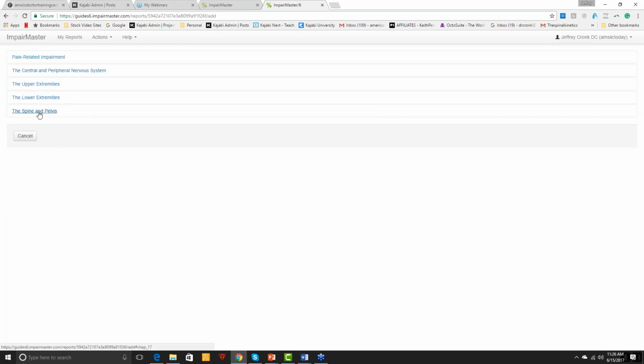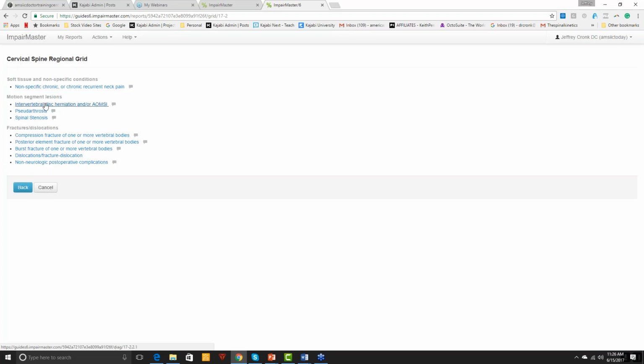Oh, let's see, we've got a spine impairment rating. We'd like to do the cervical spine. We're going to an interview. Well, here's the motion segment lesions. Again, what does lesion mean? It means injuries. All right, do we have a disc herniation or alteration of motion segment integrity? We have 2 levels of alteration of motion segment integrity identified by a Spinal Kinetics report. Or we have 2 levels of disc herniation in this case. Or we have pseudoarthrosis, that's where we had a spinal fusion of some kind, spinal surgery of some kind.